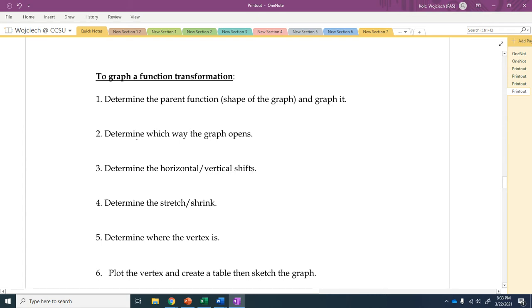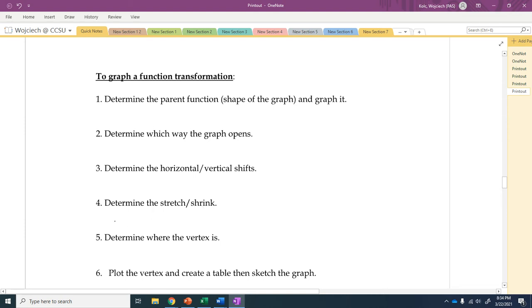Step 2, determine which way the graph opens. Again, if there's a negative in front of x or x squared, the parabola opens down. If it's positive, the parabola opens up. Vertical and horizontal shifts, we'll talk about this. We can also have a stretch or shrink. It can become narrower or wider.